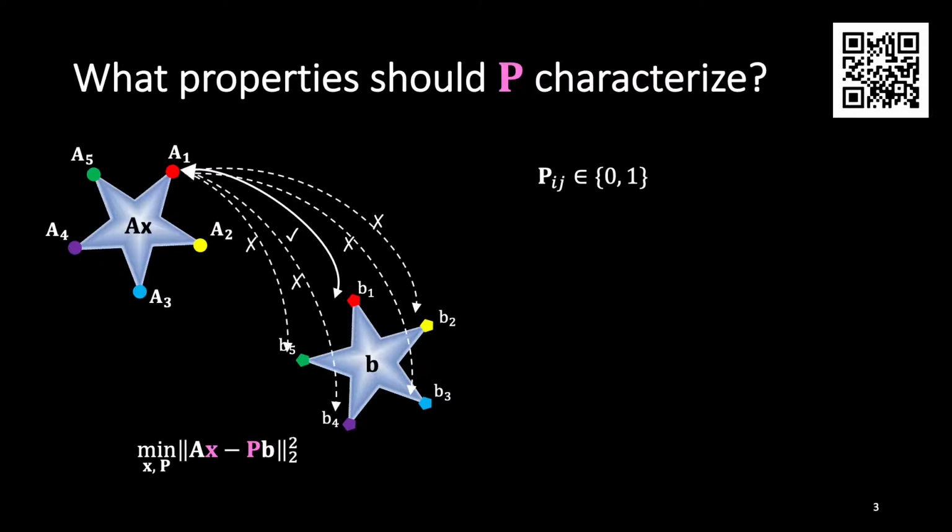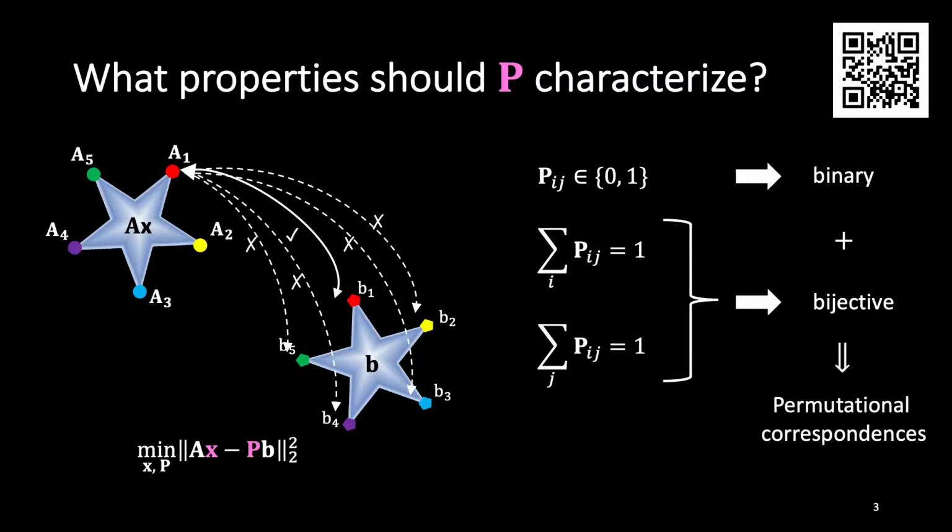Moreover, per the properties of a linear function, we know that each A_i should match to exactly one B_j among all the possible candidates, and vice versa for B. That is, we desire the matches between A and B to be a bijective mapping, which can be realized by constraining the sums of each row and each column of P to be exactly 1. And in fact, these binary and bijective constraints imply that P is a permutation matrix, which is square and full rank.